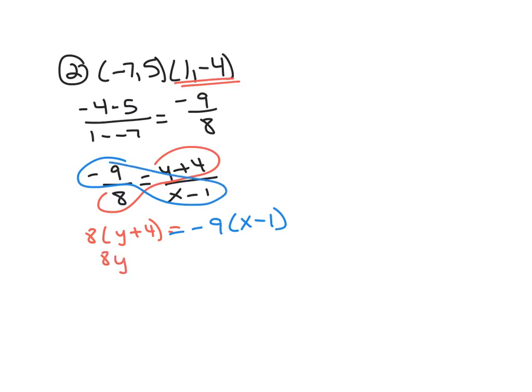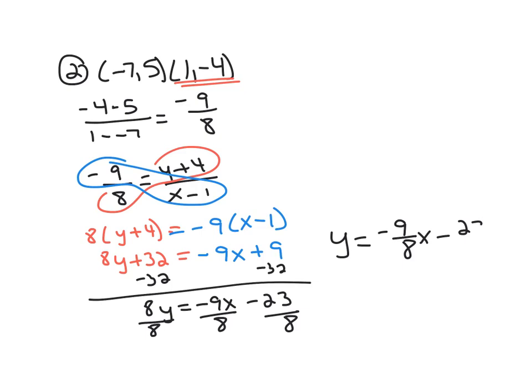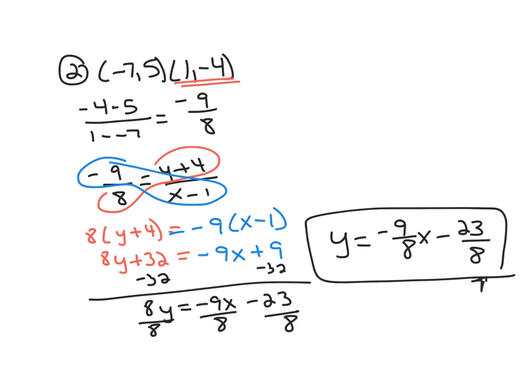Same idea, cross multiplying. So 8y plus 32 equals negative 9x plus 9. And then you're just solving like you did last week, minus 32: 8y equals negative 9x minus 23. There's the 8 in front of the y. Divide, divide, divide. y equals negative 9/8 x minus 23 over 8. And yes, again, you are going to have fractions for your y-intercept. That's going to happen. Okay?